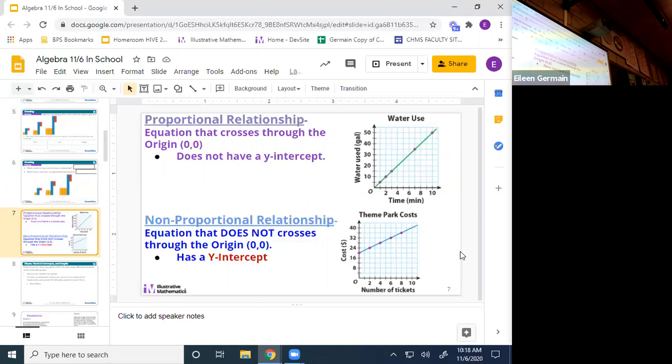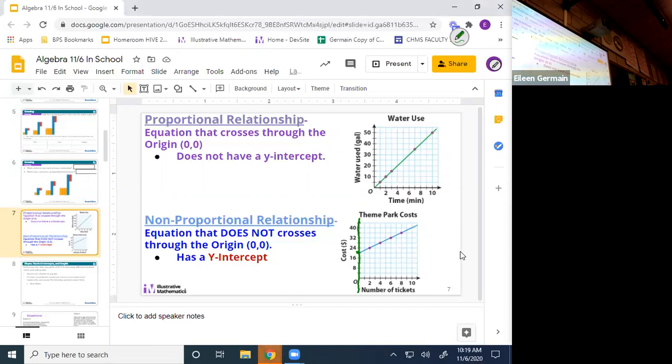Okay? So a non-proportional relationship is an equation that does not cross through the origin, right? So it has a y-intercept. So if you look at this guy here, this equation starts at the number 20. Do you notice that? Where it hits our vertical or our y-axis at the number 20, it doesn't cross at the number 0. Does everyone notice that?